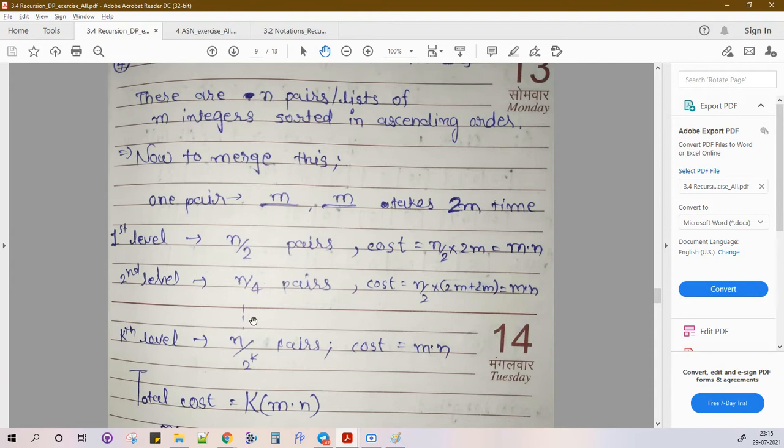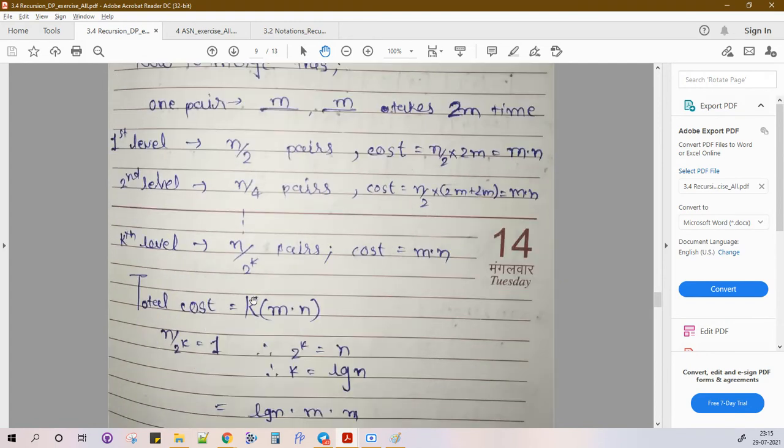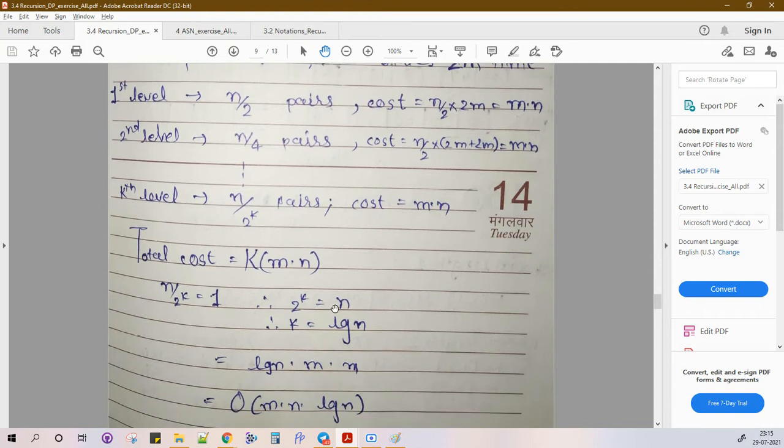And at the kth level, it would be n divided by 2 raised to k pairs, and the cost would again be the same, m into n. So the total cost is the number of levels, k, multiplied by the cost, m multiplied by n.